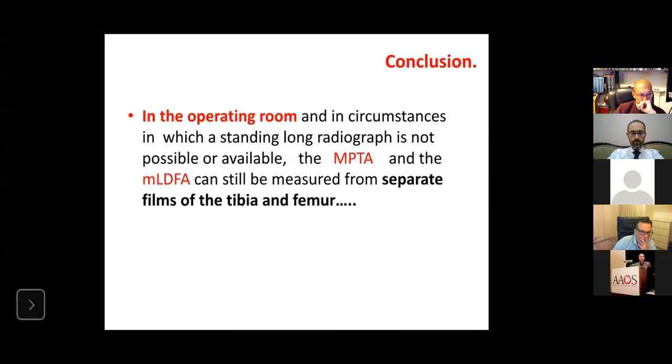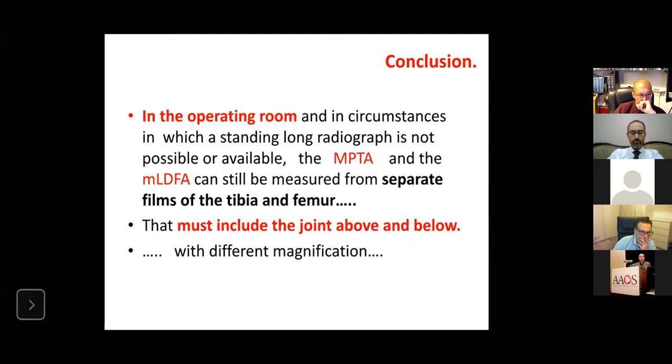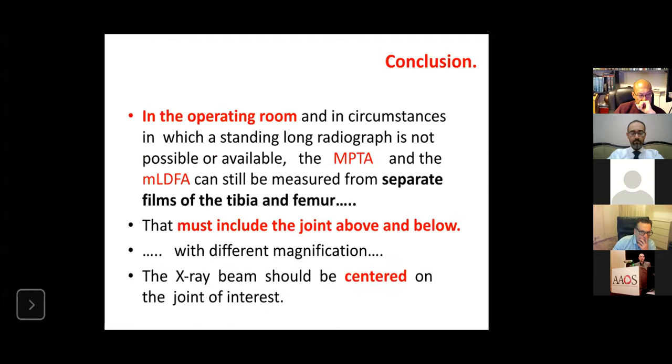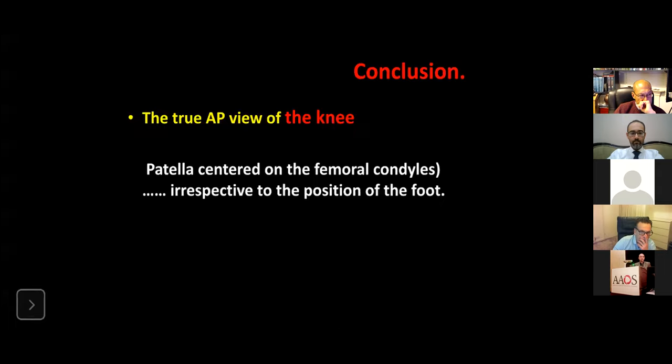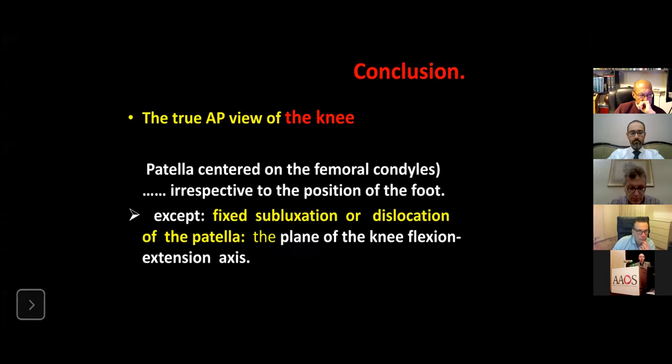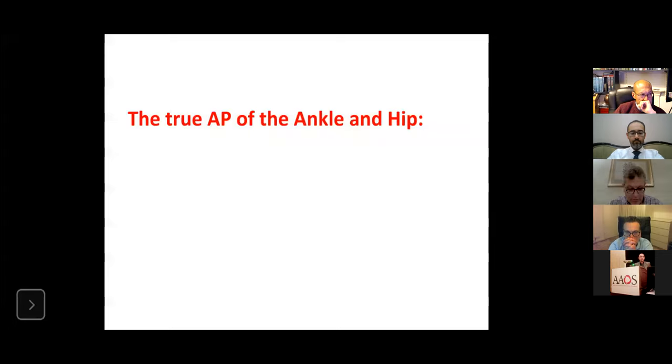In the operating room, we can do the same with overlapping separate films with different magnification, but each film should have the joint above and the joint below. And don't forget to center the X-ray beam over the joint of interest. For a true AP of the knee, the patella is centered over the femoral condyles, irrespective of the position of the foot. In patients with fixed subluxation or dislocation, we use the plane of the knee flexion-extension axis.